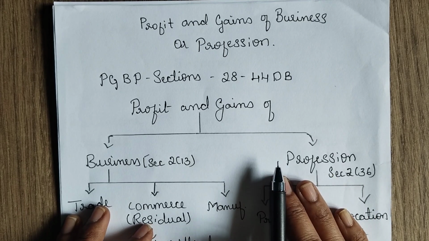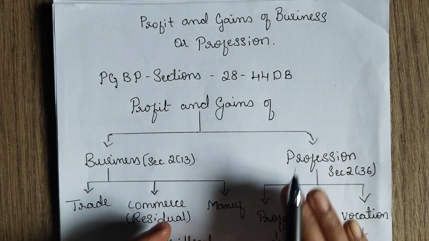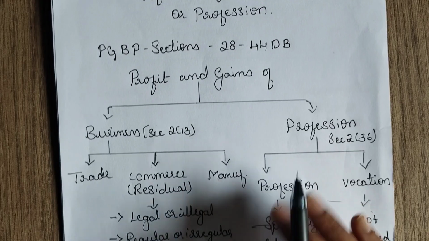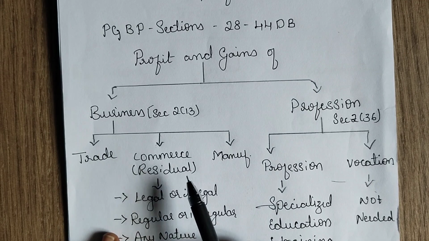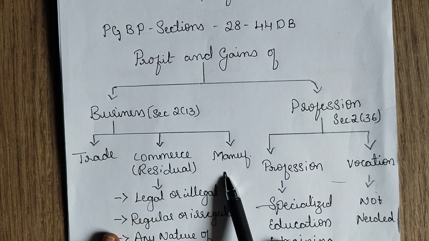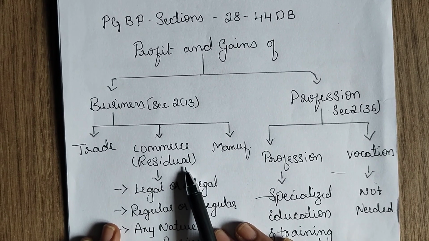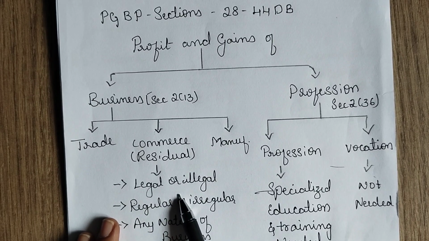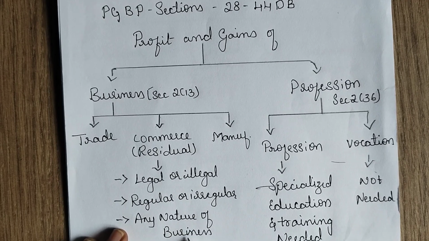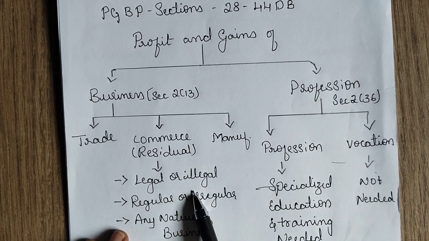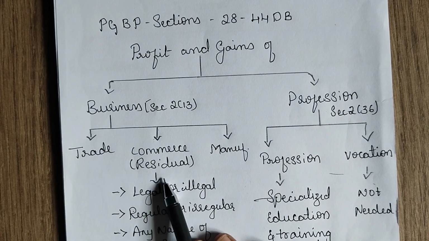Under business or profession, let us understand two different words. Business under income tax is defined in section 2, subsection 13: trade, commerce, manufacturing. All these we will call business only. Commerce includes legal or illegal business, regular or irregular business, or any nature of business. This needs skills, right?